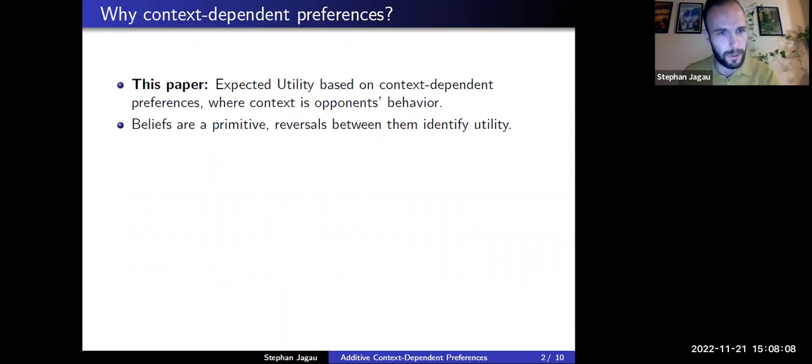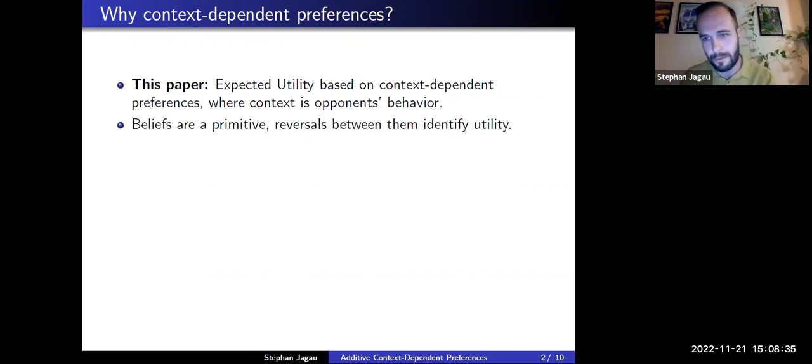Let me first give you some motivation for approaching the problem in this way. So how am I approaching the problem? Well, expected utility here is going to be studied in terms of context-dependent preferences. Context is opponent's behavior. Now, in such a setting, what happens? Well, the beliefs are the primitives. They're not going to be a consequence of the representation anymore, but they're going to be put in at the top.